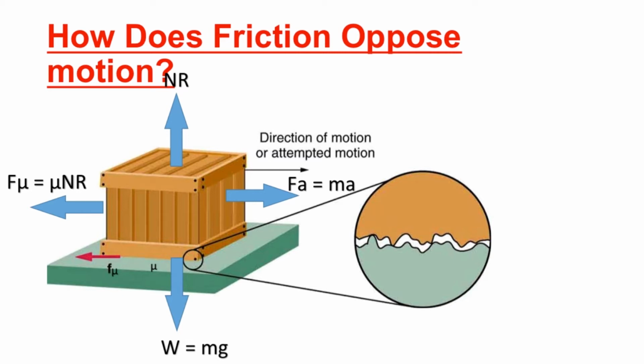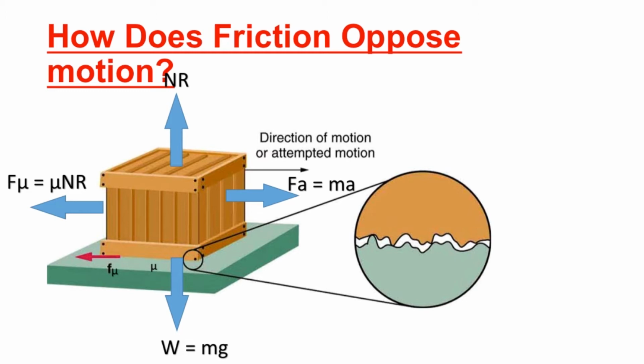Frictional force needs at all times to be less than the applied force for the object to move. Now, if we have a scenario where the frictional force is greater than the applied force, then unfortunately our object will not be in motion.